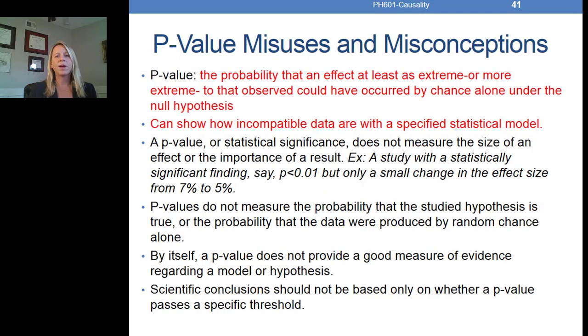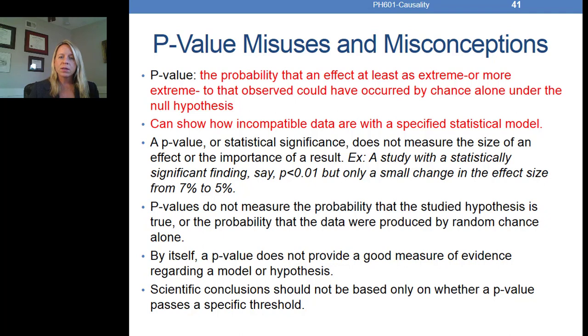So I want to talk about the p-value and some misuses and misconceptions about it. So the p-value is a probability, as I've said already, so it ranges from 0 to 1, that an effect that we observed is at least as extreme or more extreme than that observed if it had occurred by chance alone under our null hypothesis. It also provides us with a measure of how incompatible our data are with our specified statistical model. So again, the smaller the p-value, the more incompatible our data are with our specified statistical model.